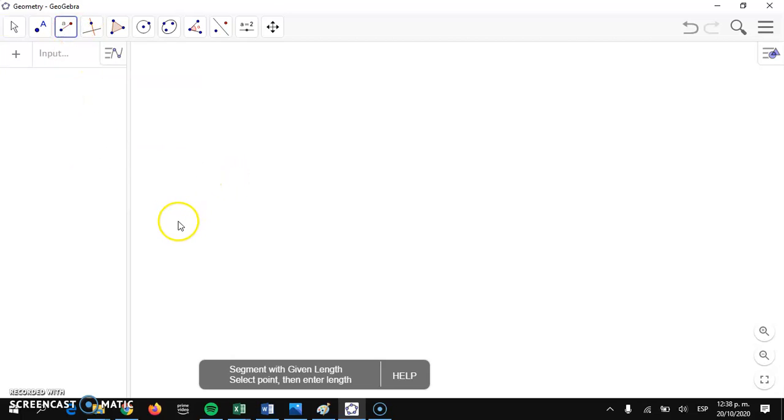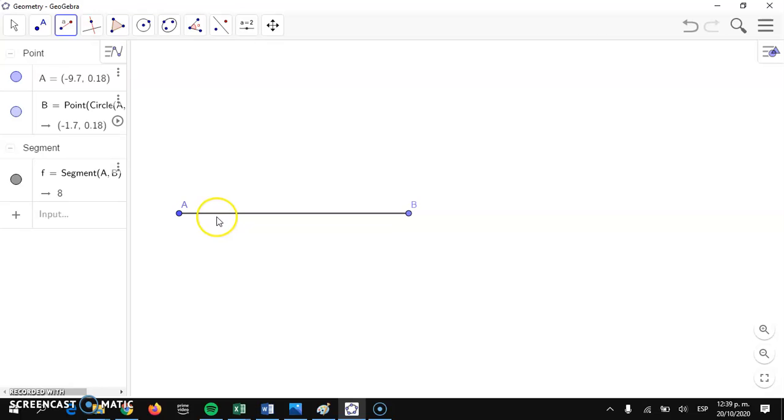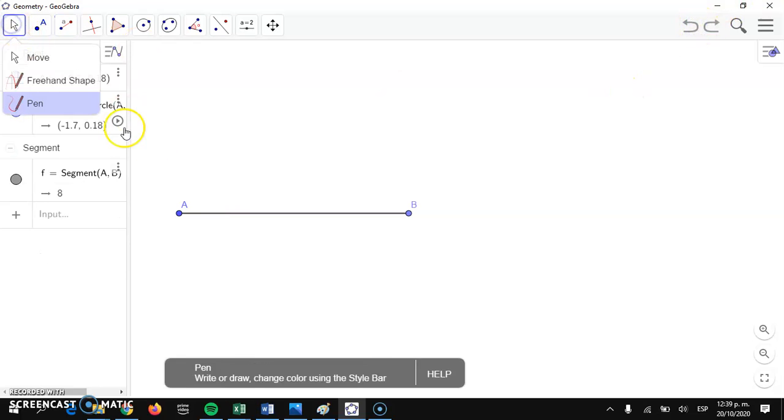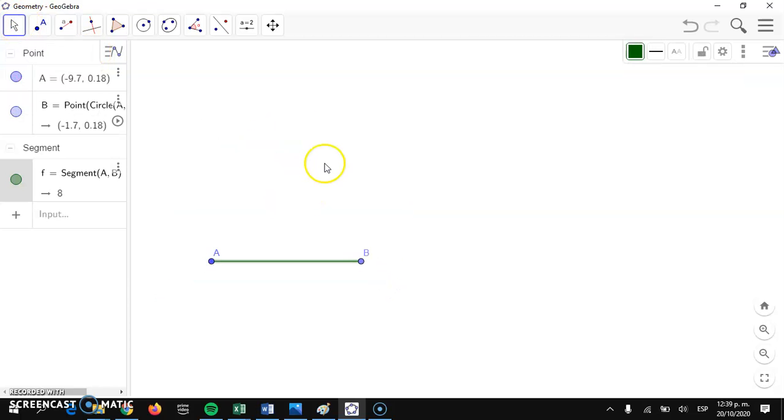So the first thing that we're going to use is the segment with given length. I'm going to build an equilateral triangle that has all sides equal length of 8. So this one I'm going to make it with color green. So I'm going to click in here and move. Click over the segment. I'm going to make it green. I'm going to move it a little. Scroll down. And for building this, we got to make sure that the length they have the same.